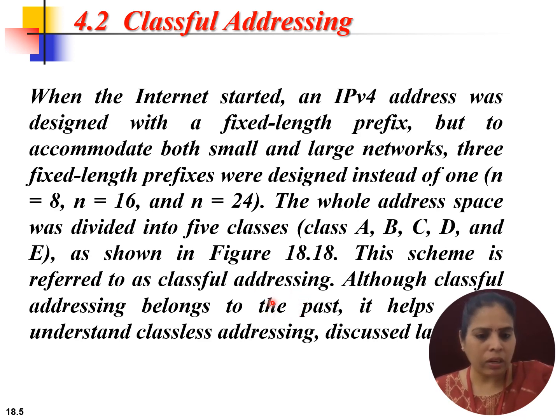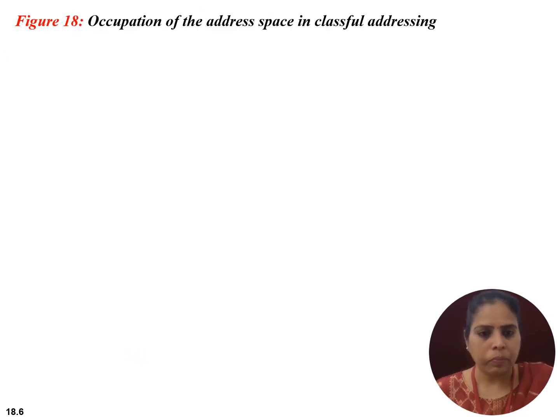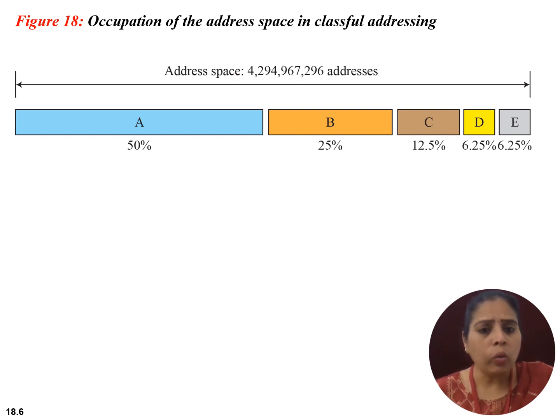Because the addresses in classful addressing belong to either class A, class B, class C or class D. Although classful addressing belongs to the past, it helps us understand the next method of addressing, called classless addressing. Now coming to how the addresses are spaced in classful addressing: 50% of the addresses belong to class A, 25% belong to class B, 12.5% belong to class C, 6.25% belong to class D and 6.25% also belong to class E.